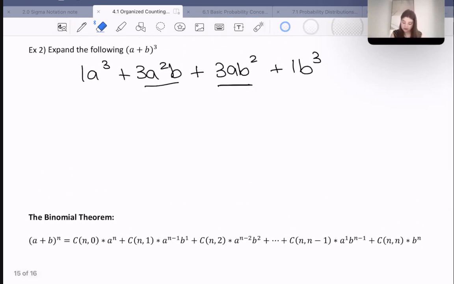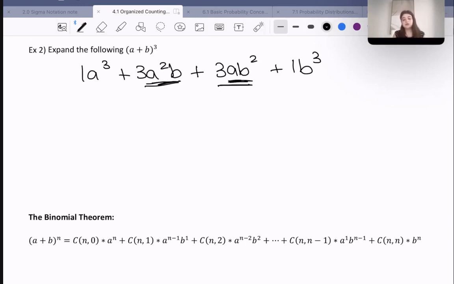And I hope that this sheds a bit more light on how come we knew to do a squared b and ab squared. Well, we had to get rid of one of the powers of a and add b in the mix, and then we had to get rid of another power of a and multiply another b into the mix, and so on, right? We have to go with that in order to get to the binomial theorem.